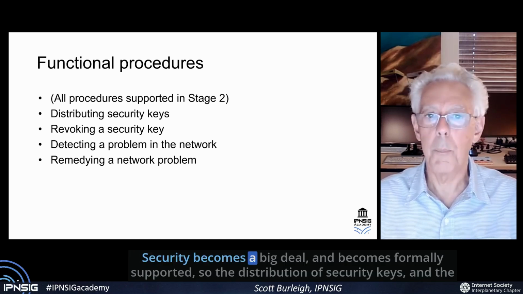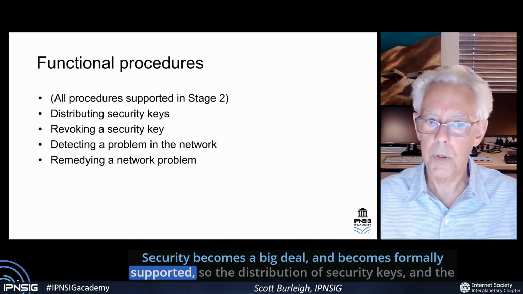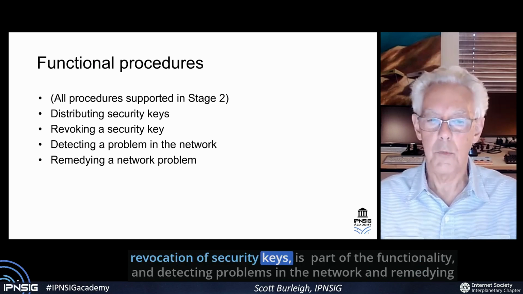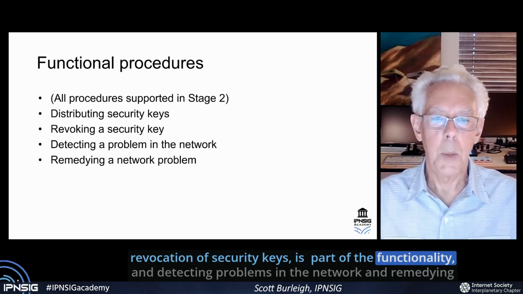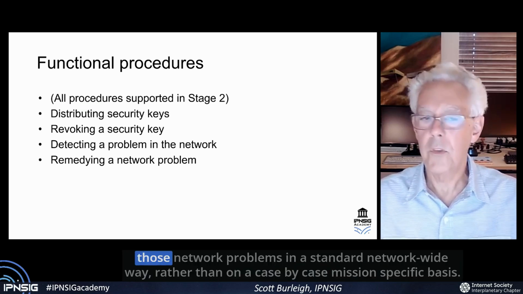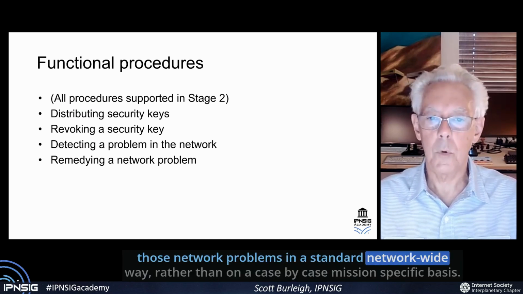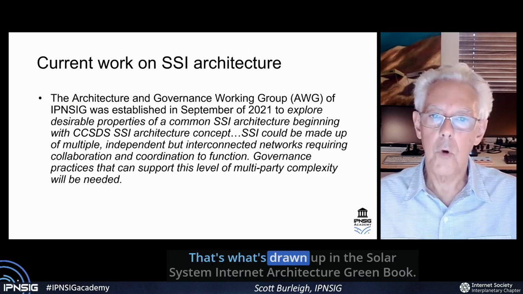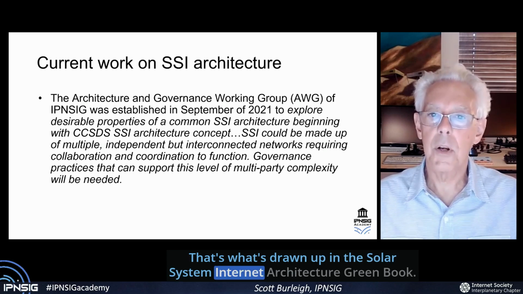Security becomes a big deal and becomes formally supported. So the distribution of security keys and the revocation of security keys is part of the functionality, and detecting problems in the network and remedying those network problems in a standard network-wide way rather than on a case-by-case, mission-specific basis. That's what's drawn up in the Solar System Internet Architecture Green Book.